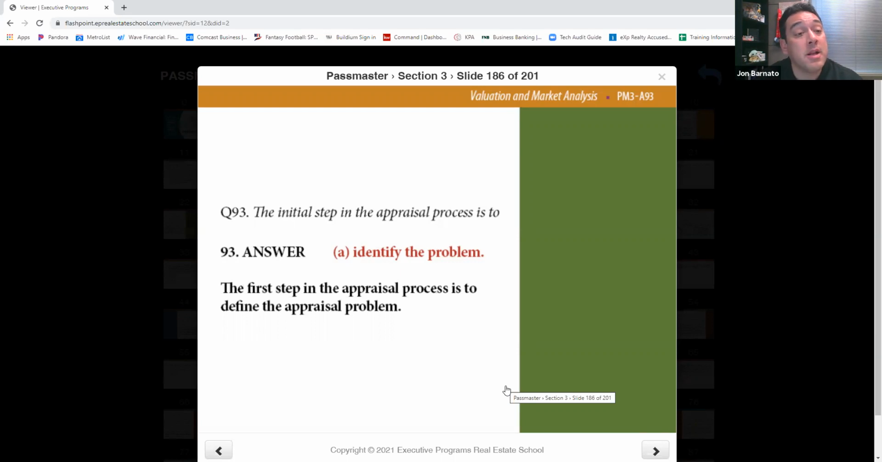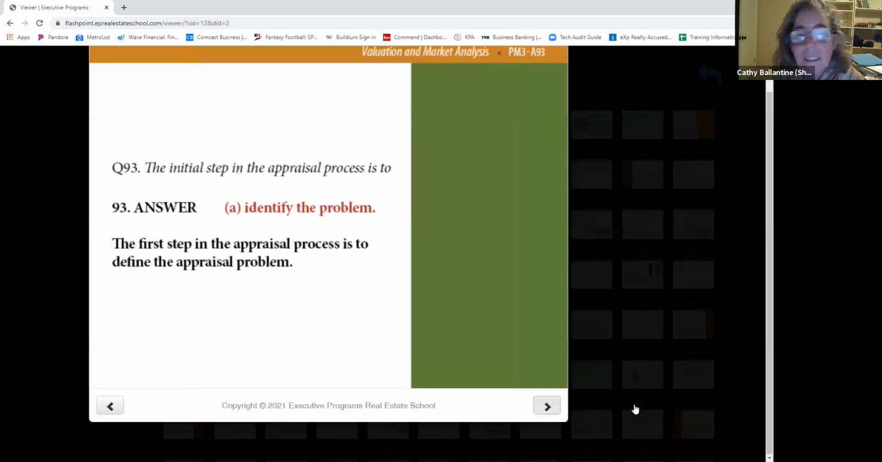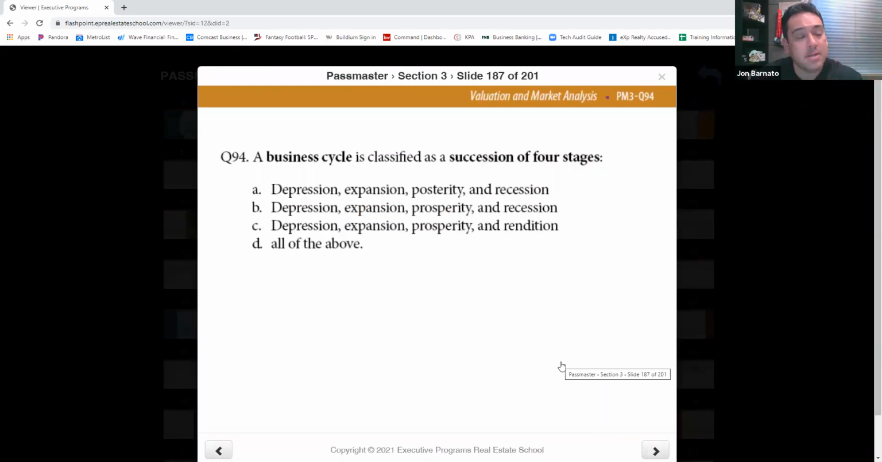So the first part you have to identify is what is the best appraisal process to use for this property? That is the first step. Identify the problem. What are we trying to appraise, right?